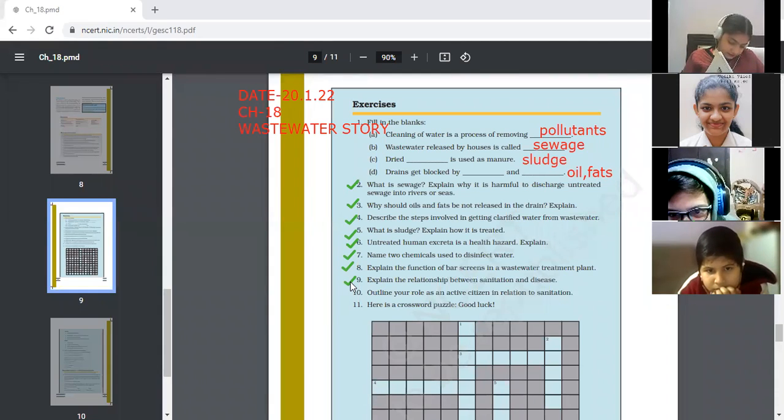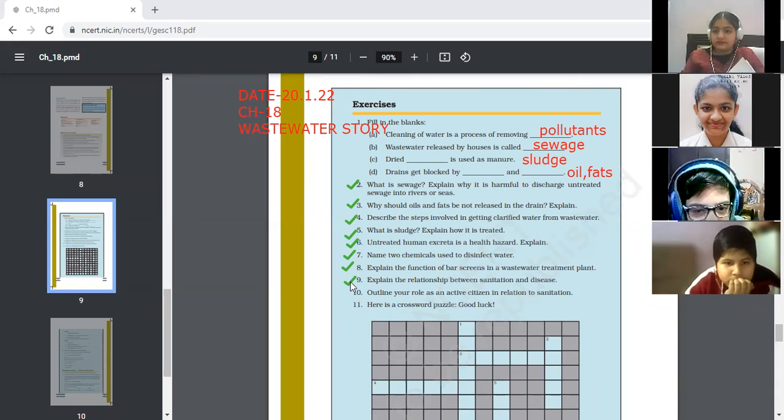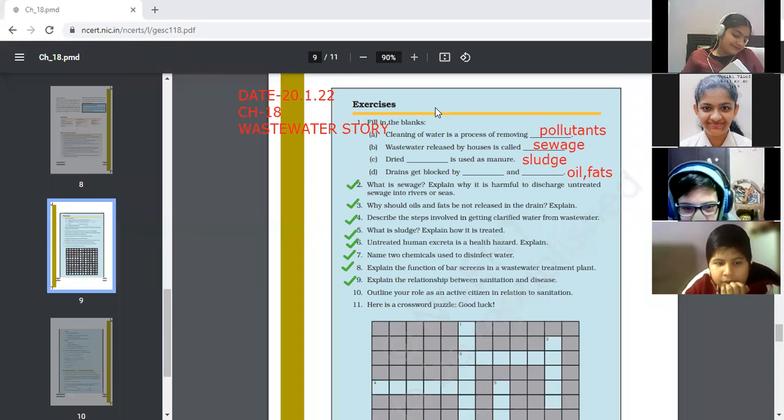Next, relationship between sanitation and disease. If sanitation is poor, then there will be many diseases. A cluster of diseases will be there. And if sanitation is good, it will maintain cleanliness around our surroundings. So then what will happen? No disease will be there. The country will be disease free. No bad smell, no foul smell will be there everywhere. That will be the cleanliness.